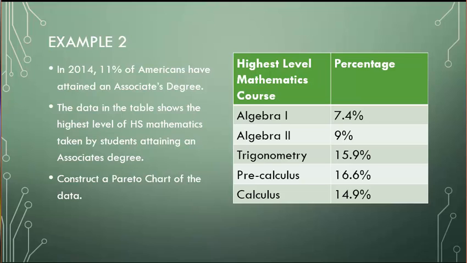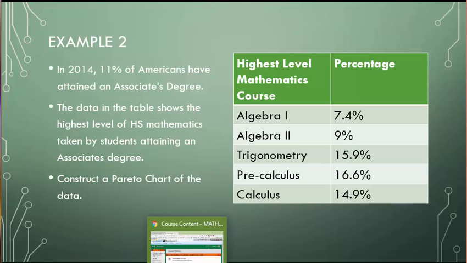So let's go ahead and get that started. And now I'll use the Create a Graph site, and we'll just kind of go through it and see how it works. So notice the most frequent class is pre-calculus, 16.6%, and then it's trigonometry, and then it's calculus, and then algebra 2 and algebra 1 is last. So let's go ahead and start that.